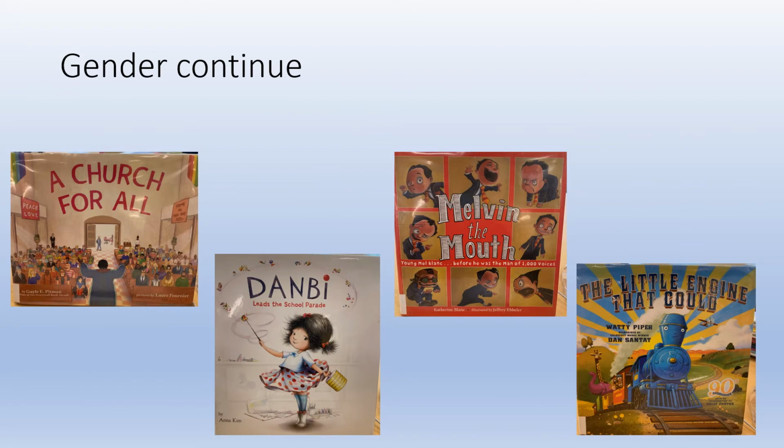So on this slide, I put examples of books with different genders as main characters. So Church for All was one of the only books that had members of the LGBTQ community as the central or main character of the book. Then we have Danby, where the main character was a girl. Then we have Melvin the Mouth, where the main character was a boy. And finally, The Little Engine That Could, where the main character was a train or non-human.